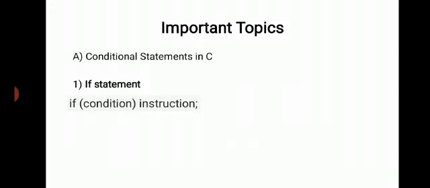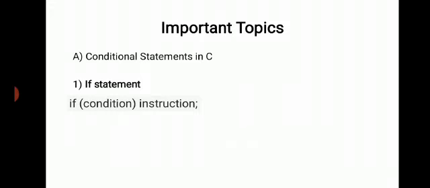Definitely, the if statement is always used with a particular condition, as you can see: if condition. Then we evaluate that particular condition, and if the condition comes true, then the instructions are executed. The condition always evaluates to either true or false. What do we mean by true? True always means a non-zero value. False is a value which contains zero.